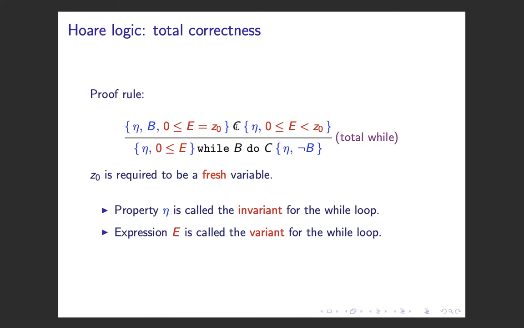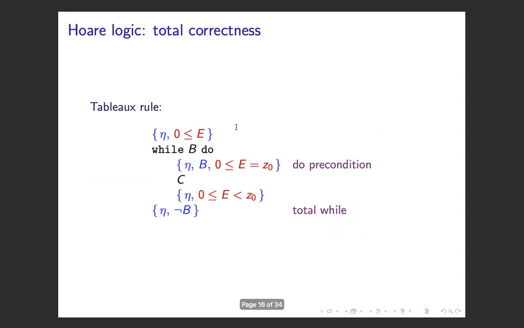Okay, so that's the proof rule for total correctness. Here's the Tableau version, so it's basically just writing it out in the way that you would expect to. We want to prove a property of the while B do C. So our precondition for while B do C is again the invariant together now with the property saying the variant is non-negative. Our postcondition for while B do C is just as it was for the partial rule, the invariant together with the negation of the condition.